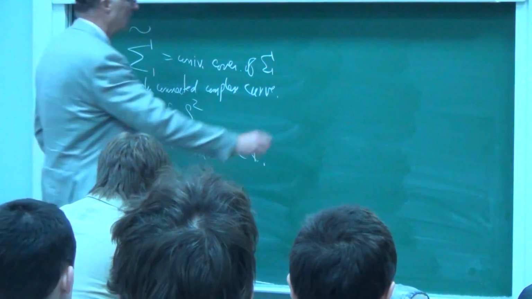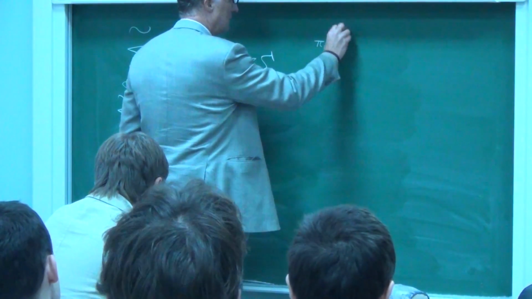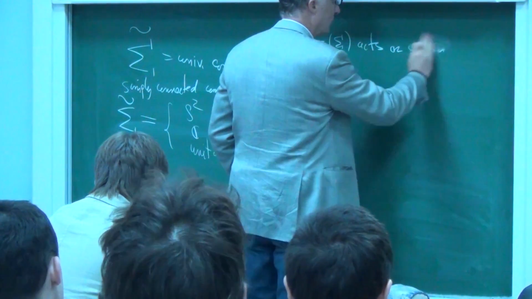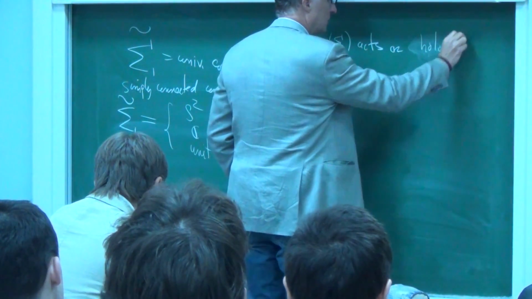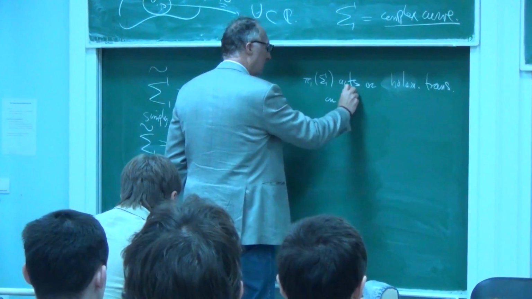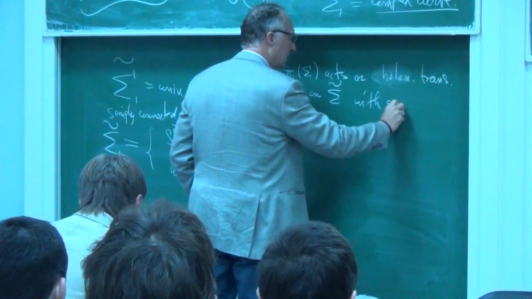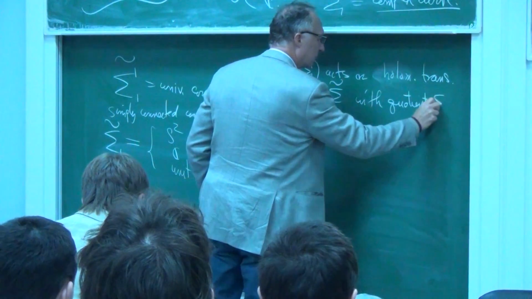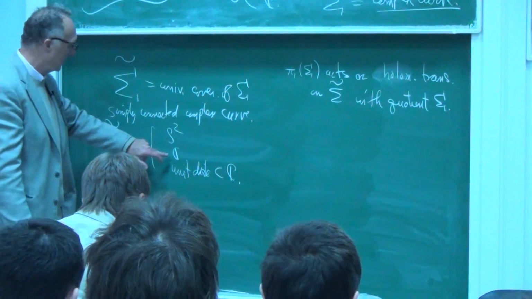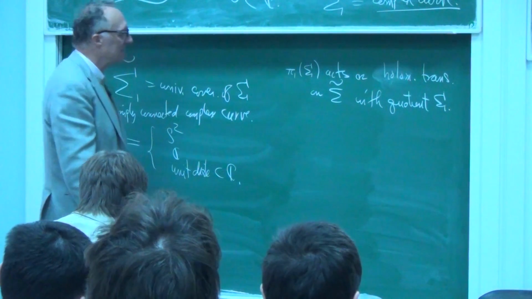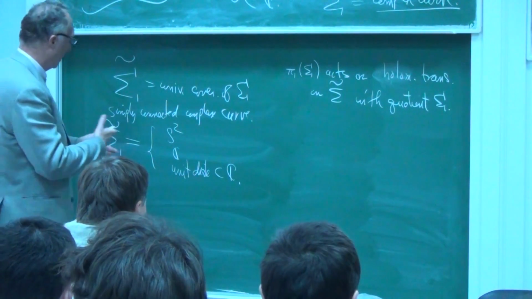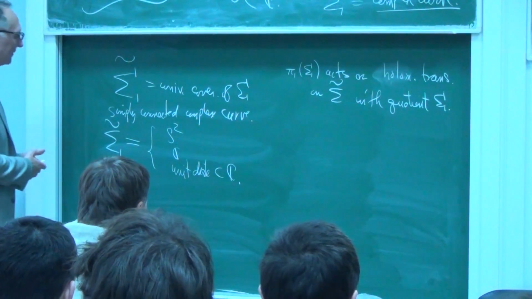And the fundamental group of sigma acts as holomorphic transformations on the universal cover, acts freely with quotient the original surface. So this surface is now written as the quotient of S2, C, or the unit disk inside C with their induced complex structures by a group of holomorphic automorphisms acting freely.